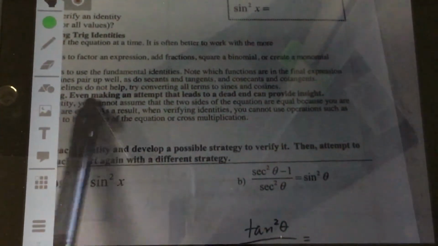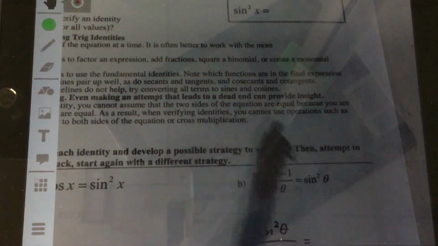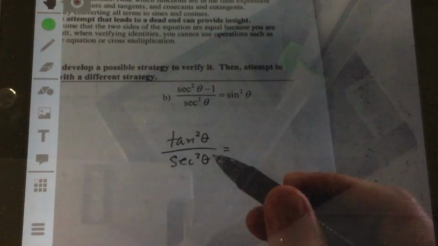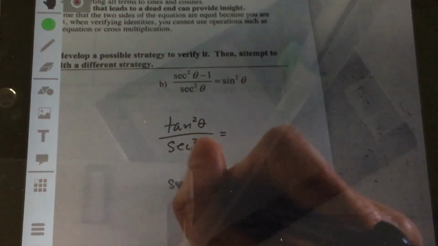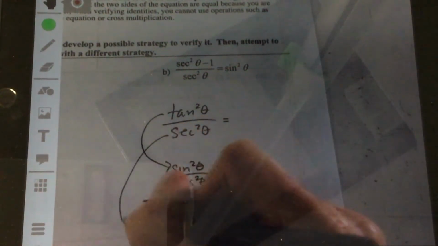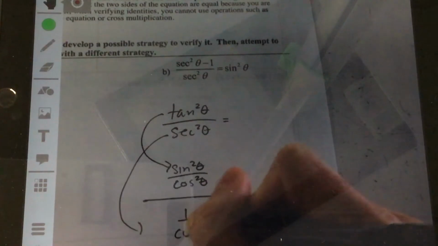So this is where that step up there, I think it's number 4, says if nothing else helps, try to convert all things to sine and cosine. You could try to do that. Just change tangent into sine over cosine and change secant into 1 over the cosine. So tangent is sine over cosine, so tangent squared will be sine squared over cosine squared. And then the secant squared is 1 over the cosine squared.